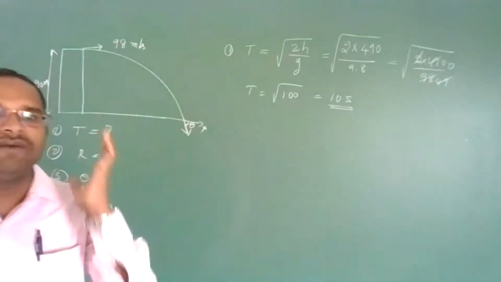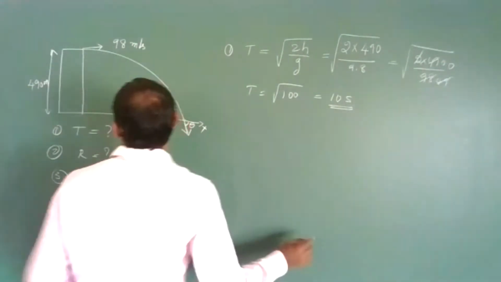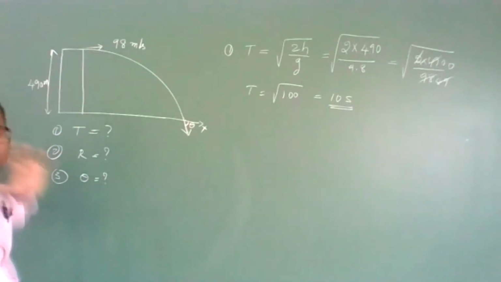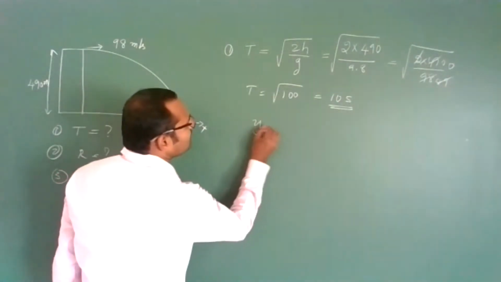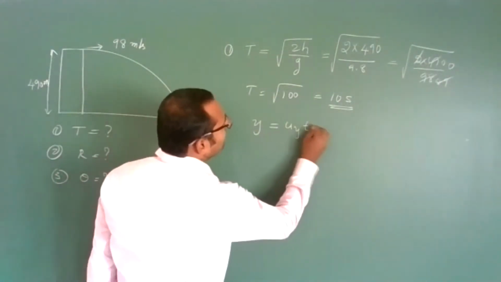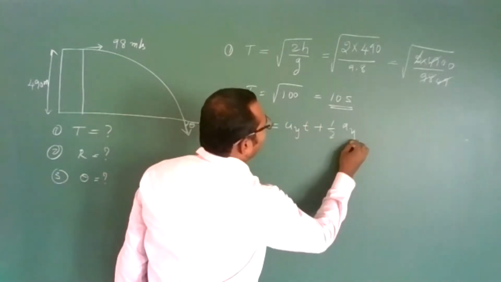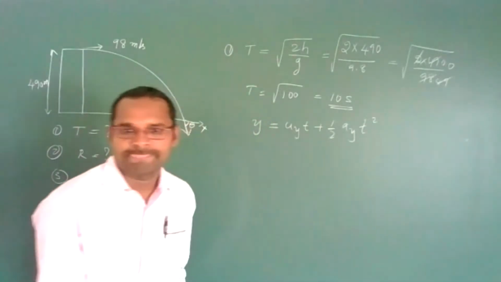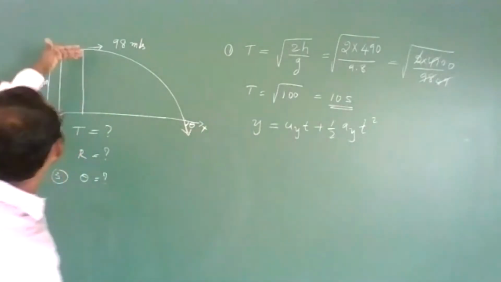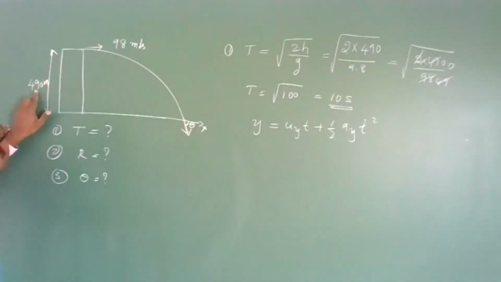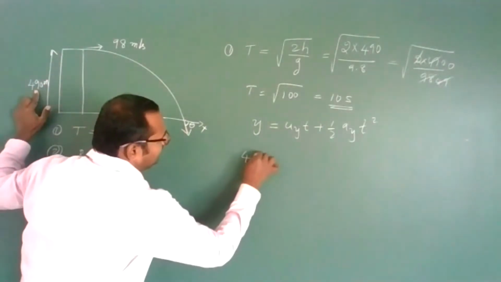Finish. If you know the formula. Or otherwise, because we are talking about vertical displacement, you know y is equal to uit plus half a_y t squared. You know this formula. Vertical displacement: vertically, how much does it have to fall down? 490. So I am writing 490.